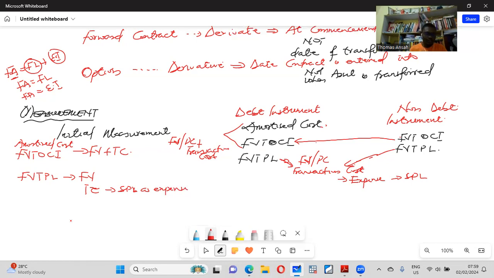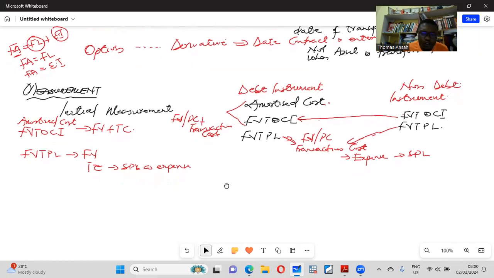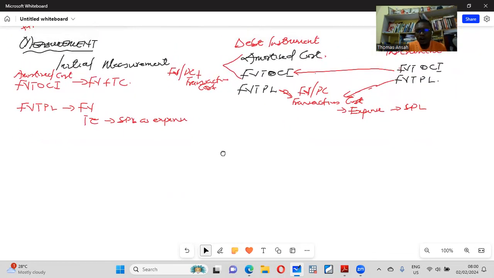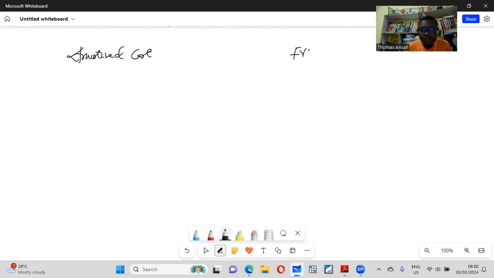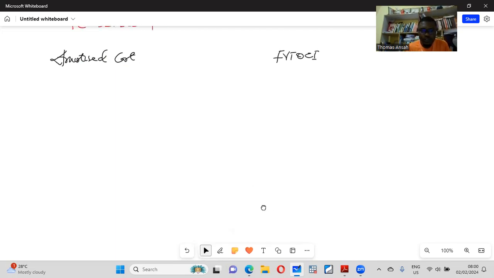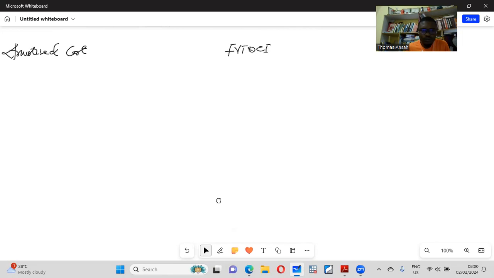All right. So that is that. But how will you know this is amortized cost? How will you know this is fair value through OCI? How will you know this is fair value through P&L? Let me help you identify it, because we will use that also for our subsequent measurements. So let me just write this down for you: the amortized cost, then fair value through OCI, and fair value through P&L.